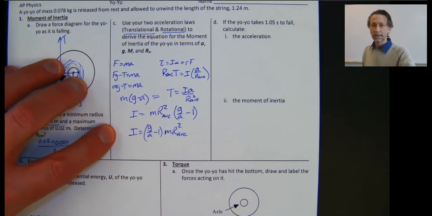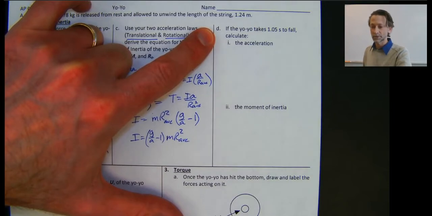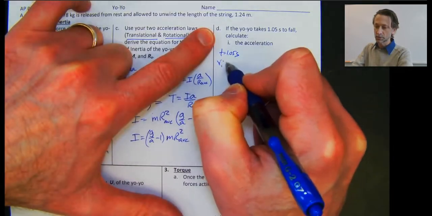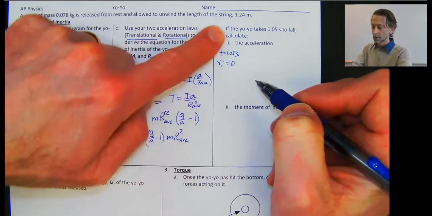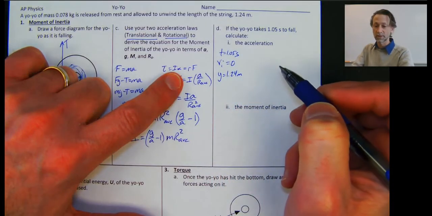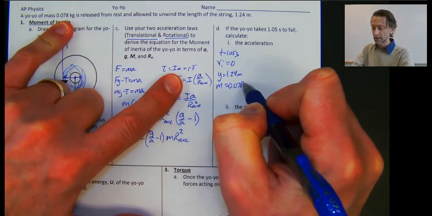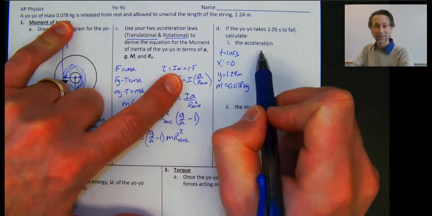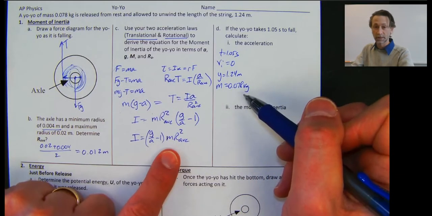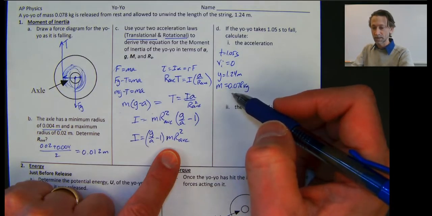Okay, part D. If the yo-yo takes 1.05 seconds to fall, then calculate the acceleration. So I know my time is the 1.05 seconds. I know my initial velocity is going to be 0. We already know that the string length is that 1.24 meters, so we can say that's going to be the height. We know the mass of the yo-yo is 0.078 kilograms, although if you remember when we talked about kinematics, that mass is not going to make a difference. However, it will play into it when we go to calculate the moment of inertia, right? And what else do we know? I think that's all we need.